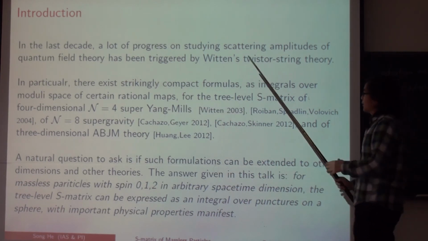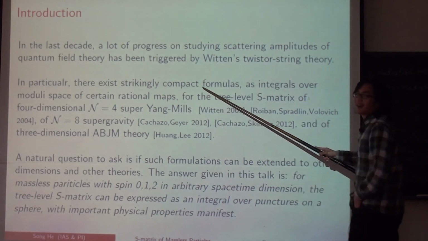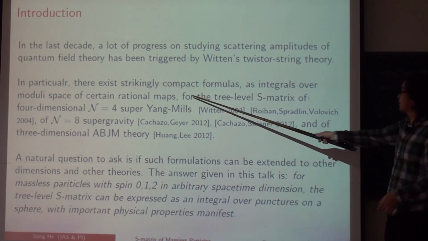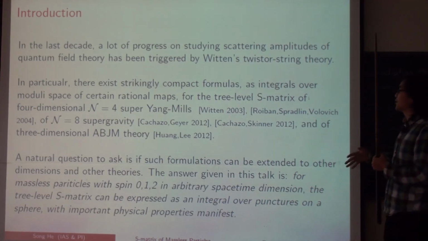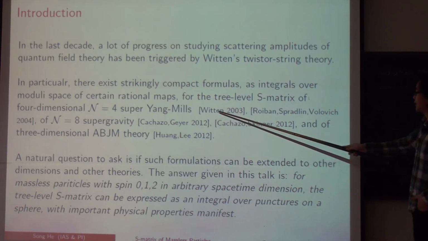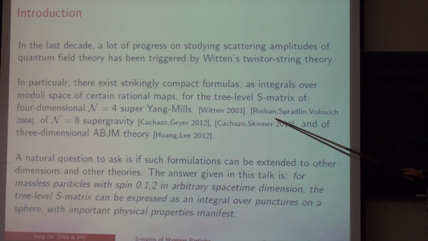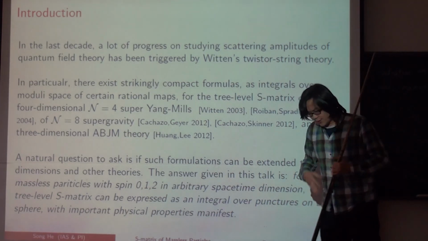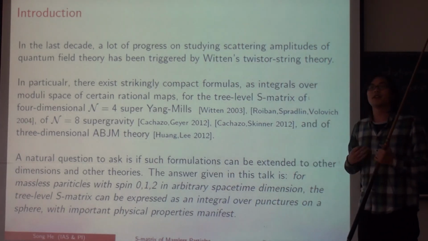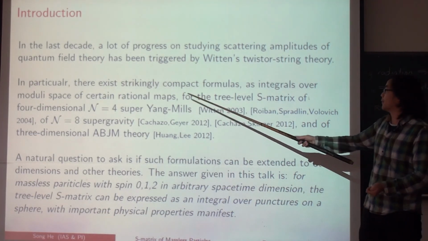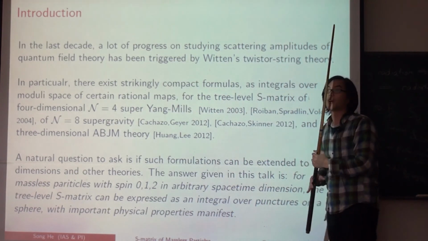But there are also some other, more direct consequences of Witten's twistor string theory than these recursion relations. There are these so-called twistor-string inspired formulas for the tree-level amplitude. For example, the earliest one is given in Witten's paper in twistor space and then translated to momentum space by Roiban, Spradlin and Volovich, now known as the RSV Witten formula, which is a very compact formula written as an integral over the moduli space of certain rational maps from CP1 to the target space.